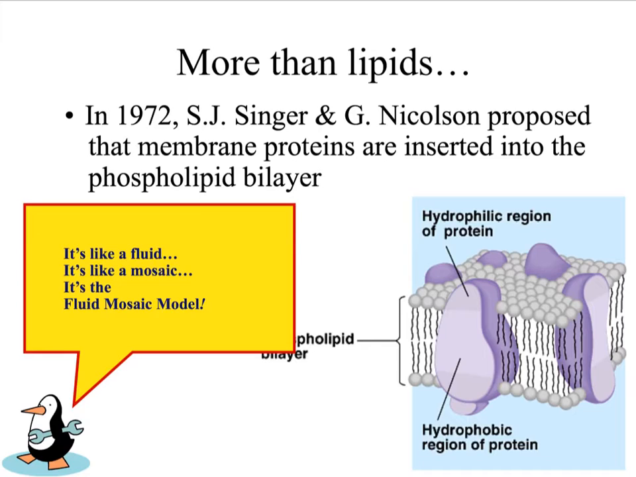In 1972, Singer and Nicolson proposed that the membrane proteins are inserted into the phospholipid bilayer. This is when the whole idea of the fluid mosaic model came into play. We talked about that in class and how a mosaic is a piece of art that's made up of lots of different pieces that come together to form one art piece. That's the same thing for the cell membrane. It has this phospholipid bilayer. It's got all kinds of different types of proteins. And they all come together to form this one organelle called the cell membrane.